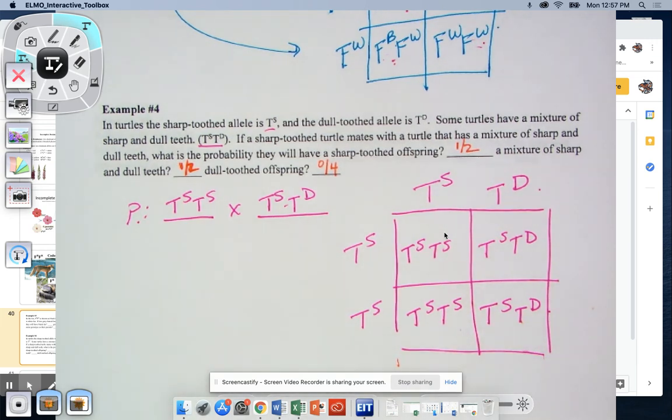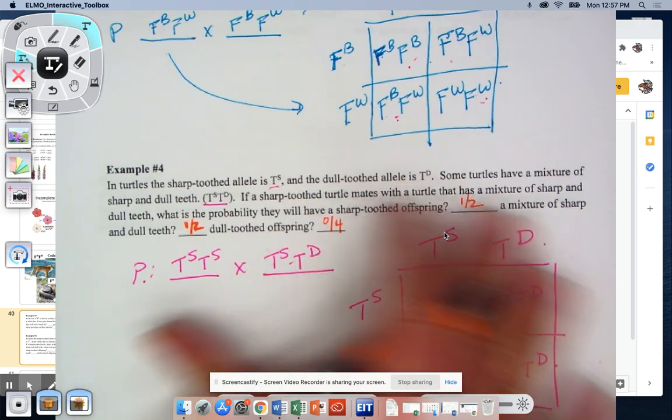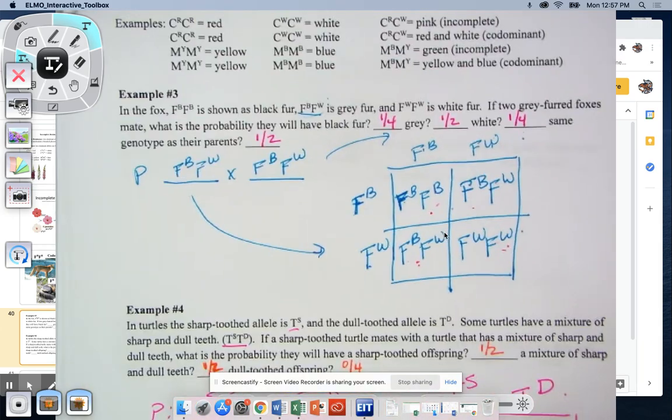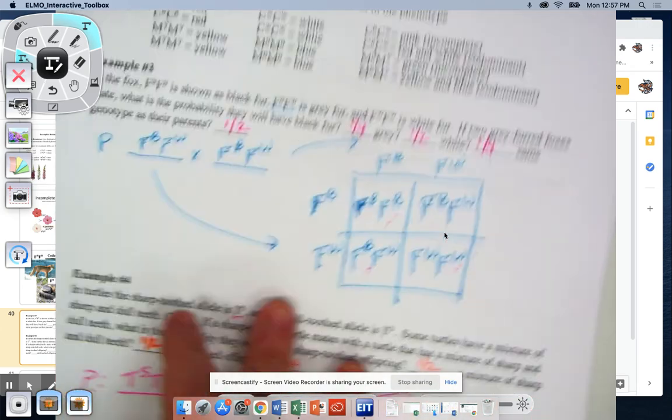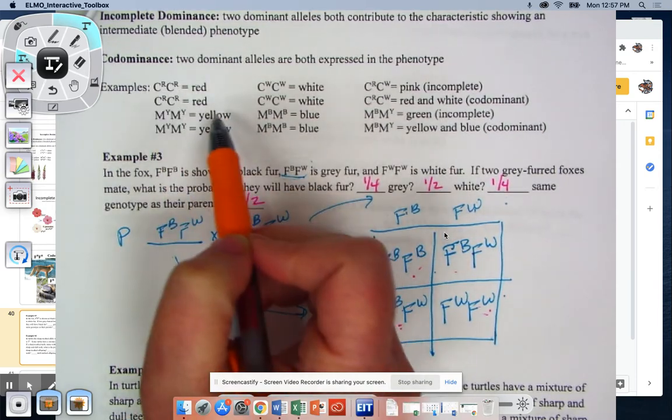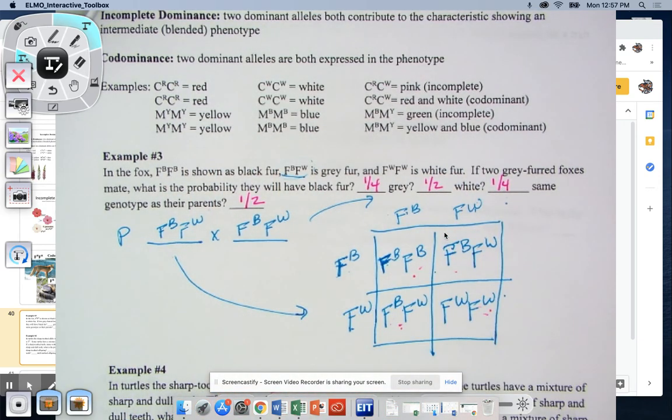And there you have it. Incomplete and codominance problems. It's the lettering that's different, and then kind of what we're seeing with the genotypes and the phenotypes. So now it is your turn to practice and do your work.